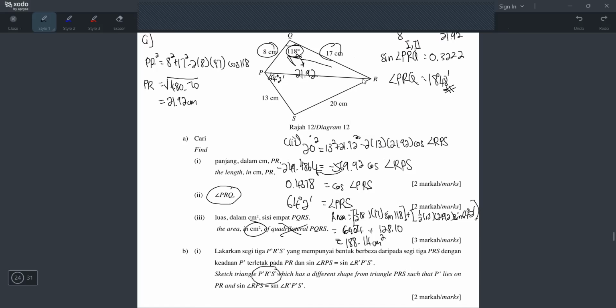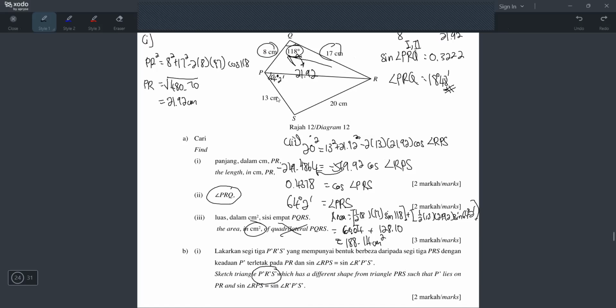So P prime is somewhere along this line. And then sine RPS equals sine angle R prime, P prime, S prime. So this is what we call the ambiguous case. Okay, ambiguous case. So when we draw the ambiguous case, we have to look at the syarat. So what is the syarat? RPS punya sine angle kena sama dengan R prime, P prime, S prime punya angle.